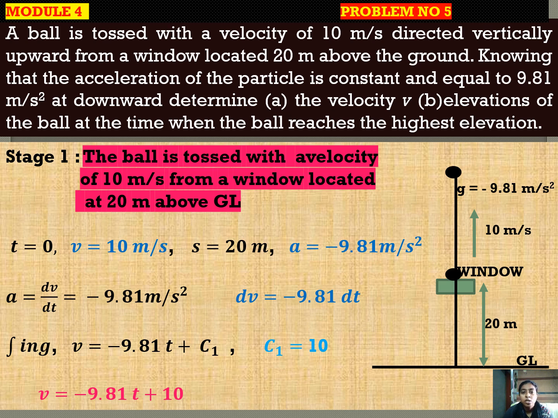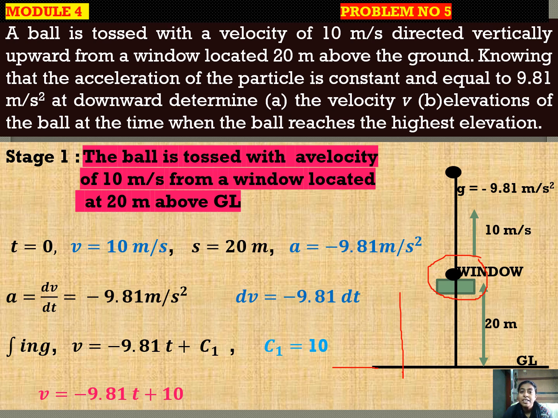A ball is tossed with a velocity of 10 meter per second directed vertically upwards from a window located 20 meter above the ground. So the ball is located at this point. The ball is present at the window, and the window is 20 meter above the ground level. This is the ground level.